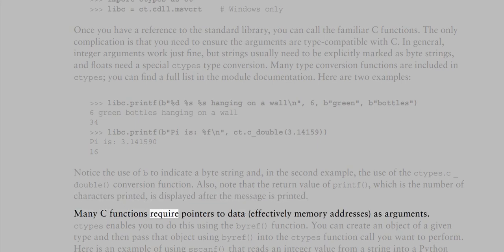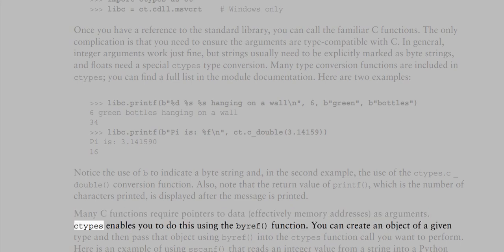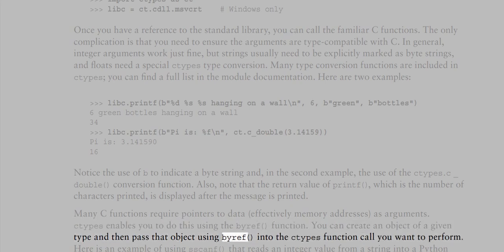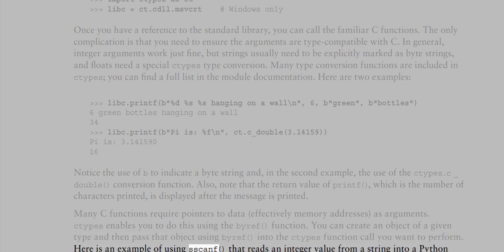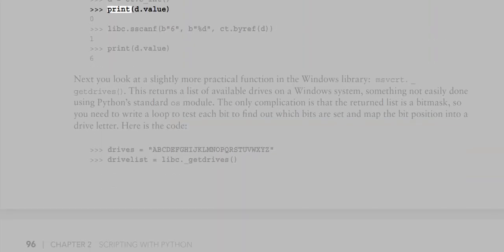Many C functions require pointers to data, effectively memory addresses, as arguments. Ctypes enables you to do this using the byref function. You can create an object of a given type and then pass that object using byref into the ctypes function call you want to perform. Here is an example of using scanf, that reads an integer value from a string into a Python variable. d = ct.c_int(); print(d.value) gives 0; lib.scanf(b"6", b"%d", ct.byref(d)) returns 1; print(d.value) gives 6.